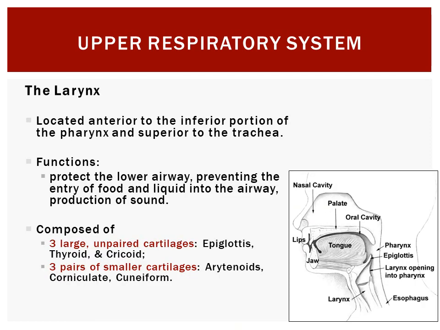Okay, we are still in the upper respiratory system. Now the larynx. The larynx is located anterior to the inferior portion of the pharynx and superior to the trachea. The larynx is important to protect the lower airway tract. It prevents the entry of food and liquid into your respiratory tract. And the larynx also plays a role in sound production.